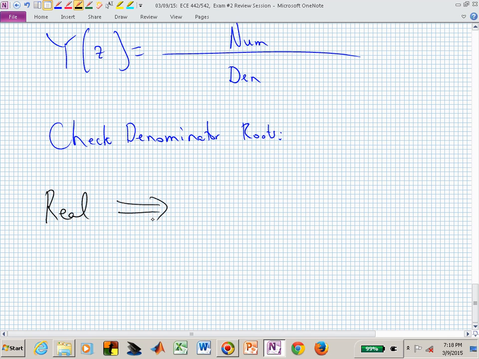If you have real roots to your denominator, what kind of time domain structure do you have? Oscillatory, sinusoidal, or is it going to be exponential, which could be either bounded or unbounded, but it's exponential. So here is your exponential response structure when you have real modes.